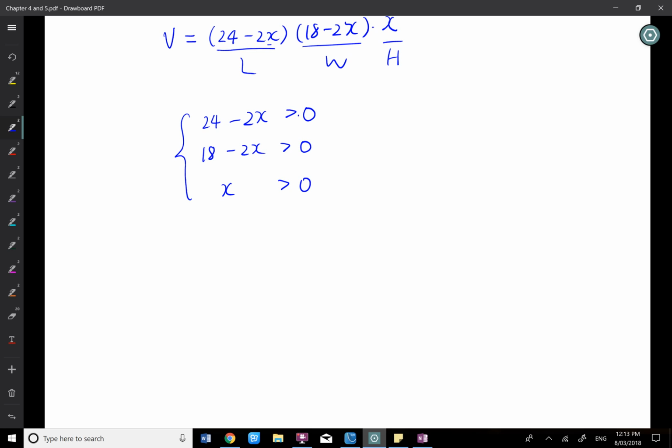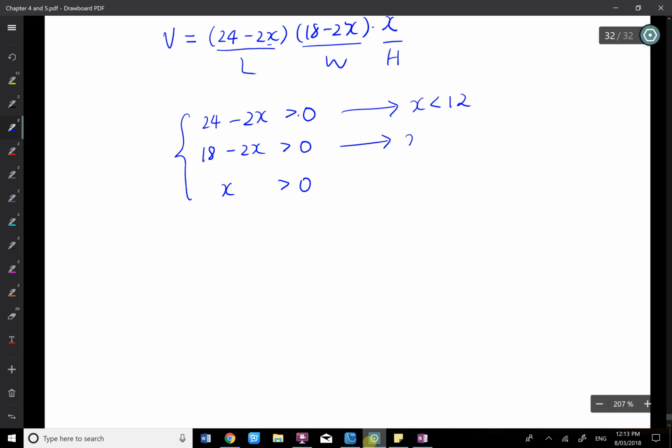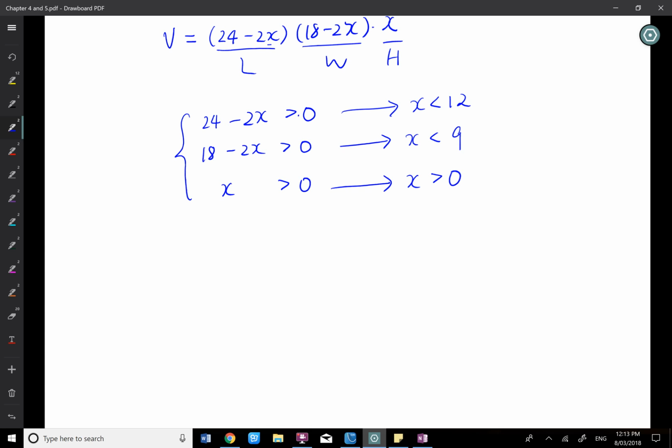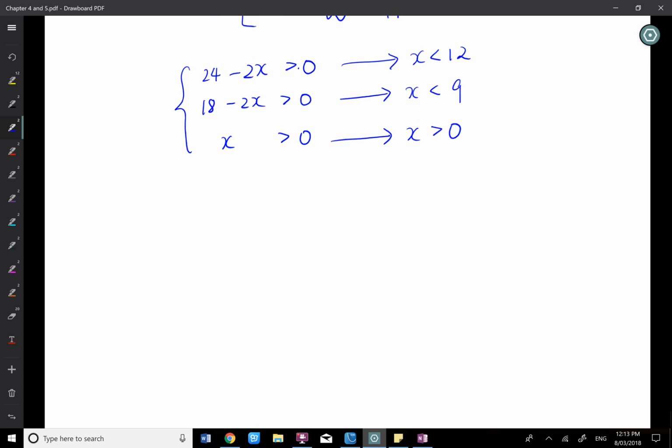Okay, so what you can solve for that one is x less than 12. What you can solve for that one is x less than 9. And what you can solve here is x greater than 0. For the 3 inequalities, you want to have some length, so your x needs to be less than 12. You want some width, so your x needs to be less than 9. And you want some height, so your x needs to be greater than 0. In this case, we need the intersection of the 3 inequalities.